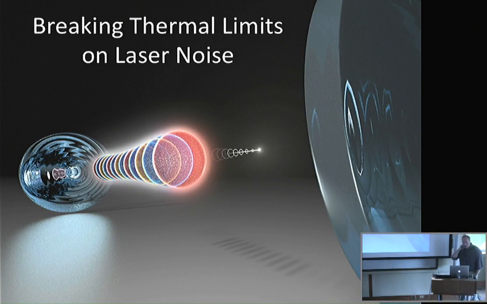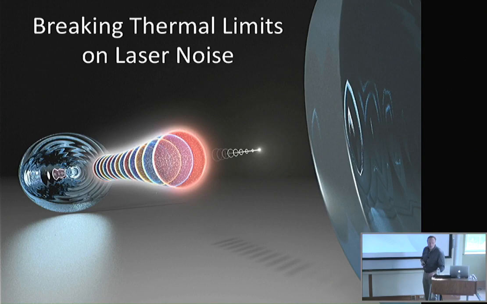Okay, so the next topic I'm going to talk about is overcoming thermal limits on laser frequency or phase noise. The idea here is to store the phase information primarily inside the atoms, rather than the photon field that's bouncing back and forth between these mirrors, because that photon field will get quickly scrambled by ripples of the mirror surfaces caused by thermal Brownian motion.